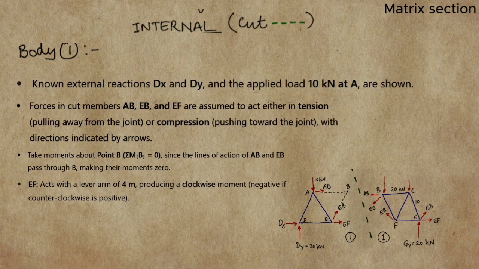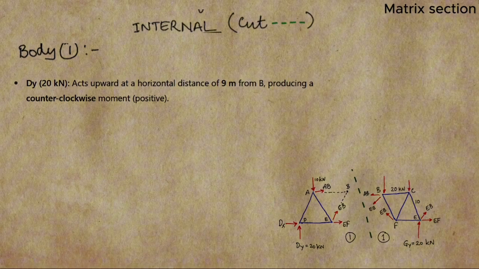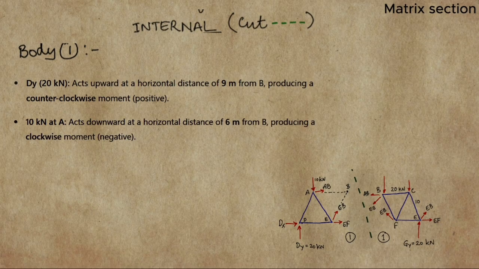producing a clockwise moment. So from free body diagram 1, Dy, which is 20 kN, acts vertically upward at a horizontal distance of 9 meters from B. At node A, we have a vertical force acting downward at a horizontal distance of 6 meters from B.